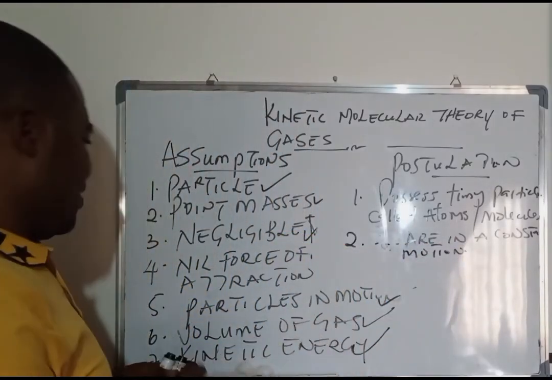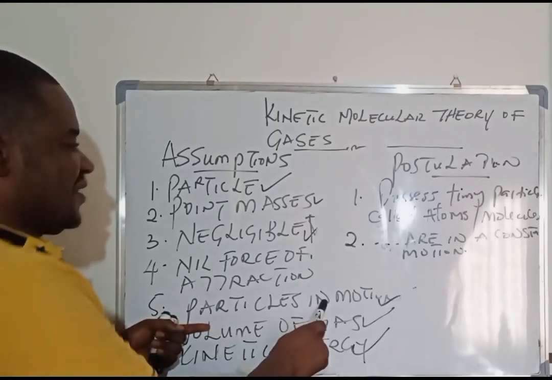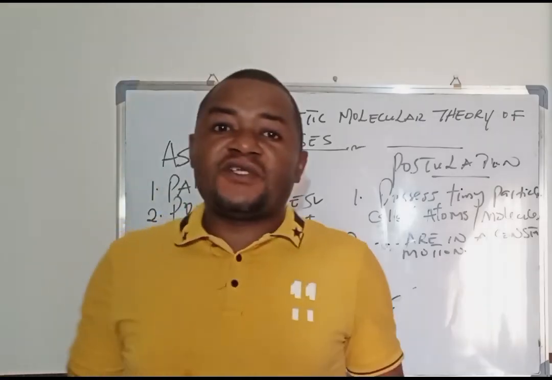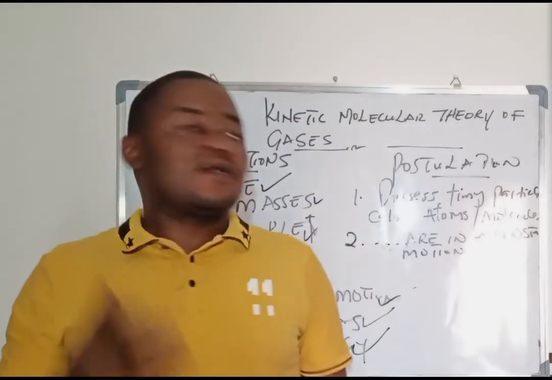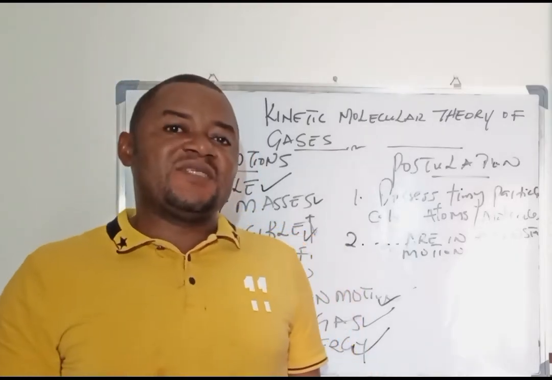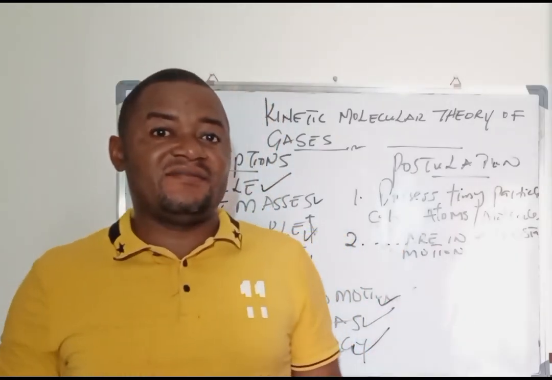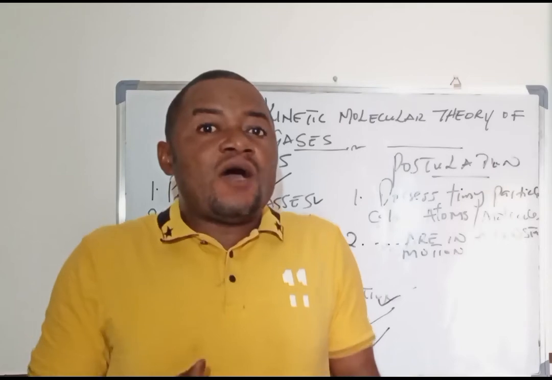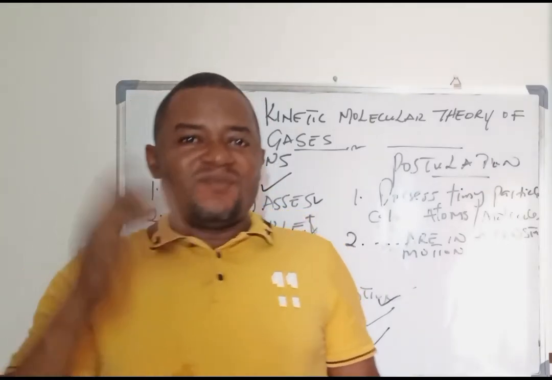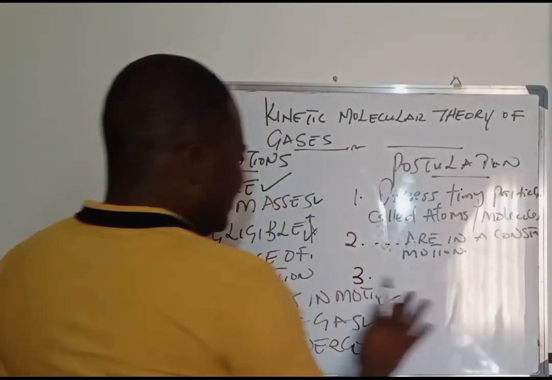Remember that we had said that we look at particles in motion as an assumption. So you can see that one of the postulates is that gases are in a constant motion. And remember that why they are in a constant motion is because of the large empty space they have, that makes their own volume negligible. So they are in a constant what? Motion.